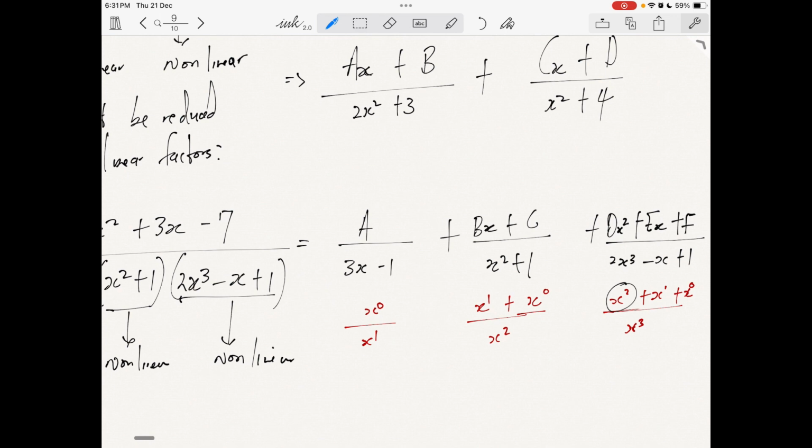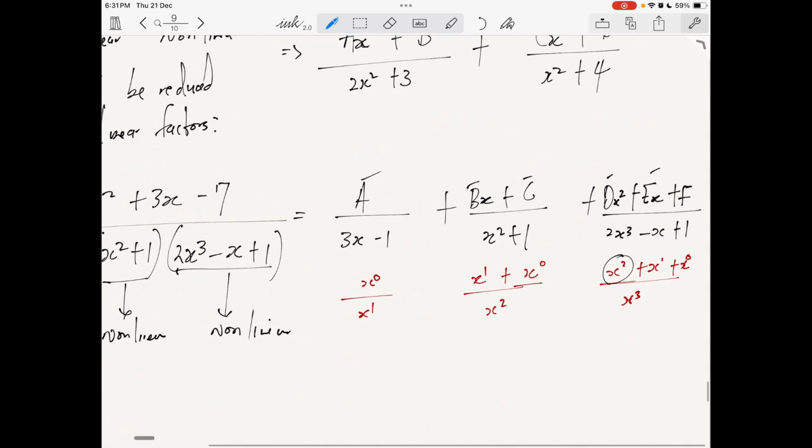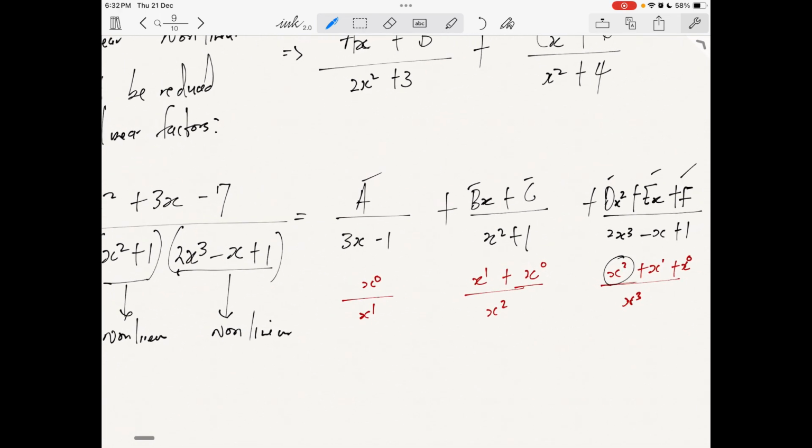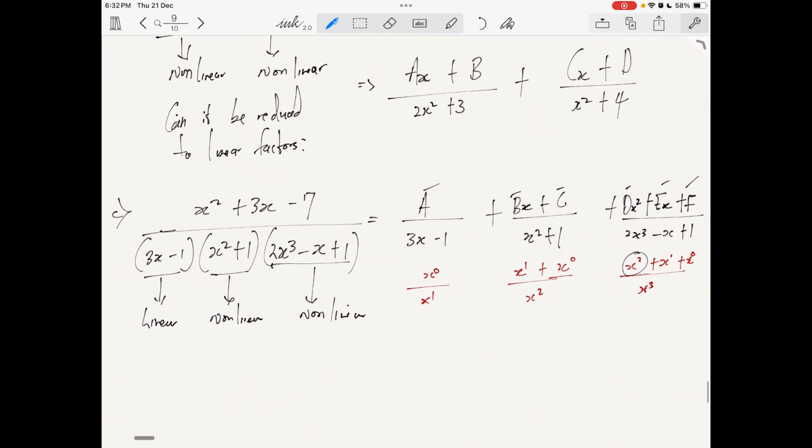Wow. So we have 1, 2, 3, 4, 5, 6 unknowns in this question. So we should be expecting about 6 simultaneous equations. So yeah, it's actually very easy.